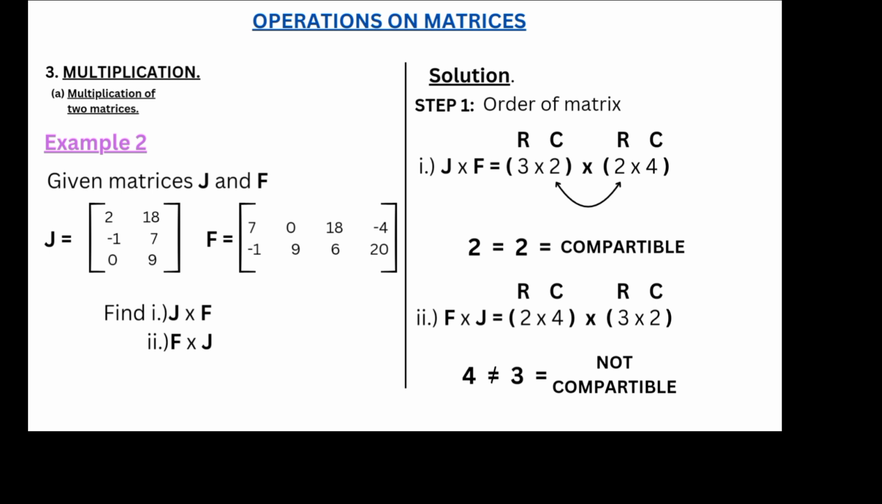Row 2 is negative 1, 9, 6, 20. Column 1 is 7, negative 1. Column 2, 0, 9. Column 3, 18, 6. Column 4, negative 4, 20. Right? So it's a 2 by 4 matrix.